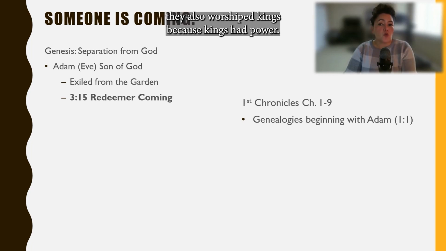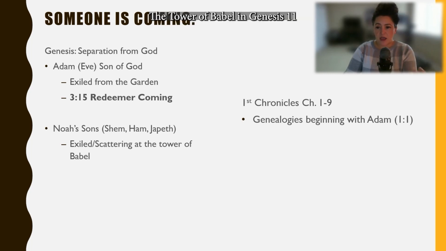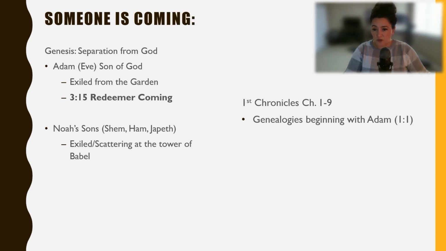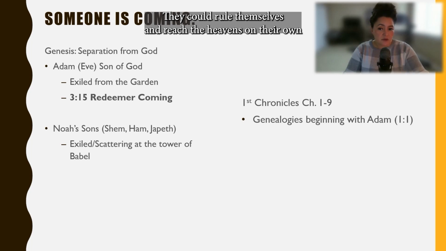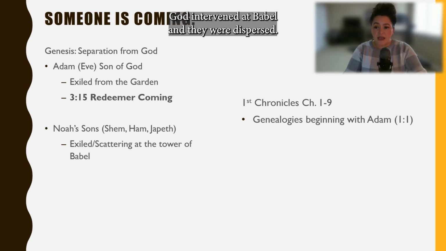They also worshiped kings because kings had power. In fact, Nimrod was the world's first dictator who wanted to dominate God's creation. We went over this. The Tower of Babel in Genesis 11 was the rebellious human race who didn't need God to rule over them. They could rule themselves and reach the heavens on their own terms, with their own hands, by their own means. God intervened at Babel and they were dispersed.